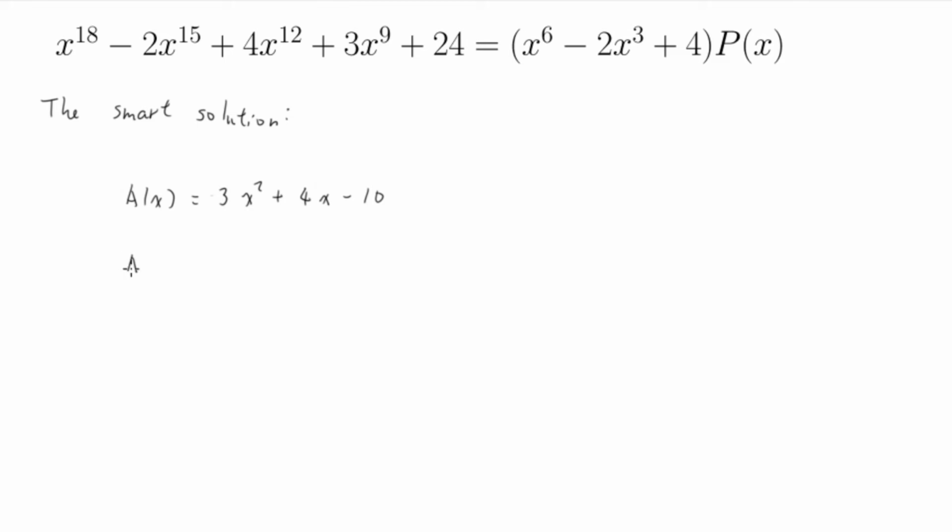And let's think about what happens at a of 1. So a evaluated at 1. Substituting in 1 into our equation, we get this. Since 1 squared doesn't do anything, this here is the sum of the coefficients.